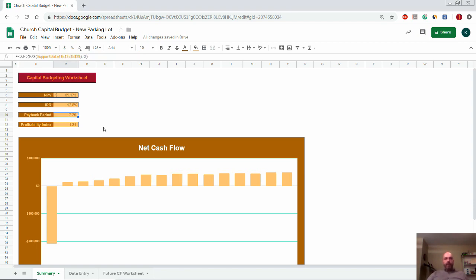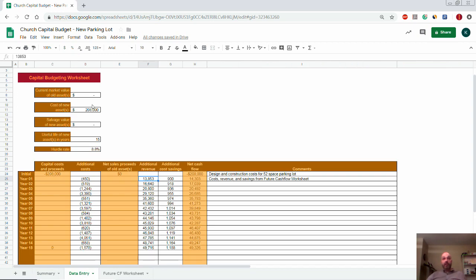We'll move on. The next piece of output here is payback period. Payback period is the amount of time that it takes for your church to earn that initial investment back. So the initial investment for our parking lot was $208,000, big chunk of money. Every year we have additional cost, additional revenue, additional cost savings, and a net amount, which is the sum of those. But year one it's $14,000. It's a tiny chunk of that initial cost of $208,000.